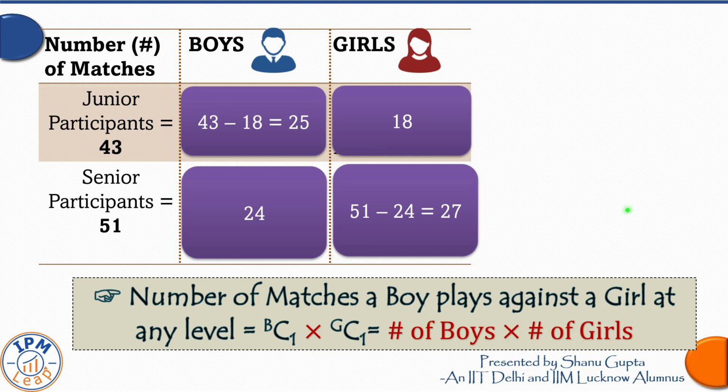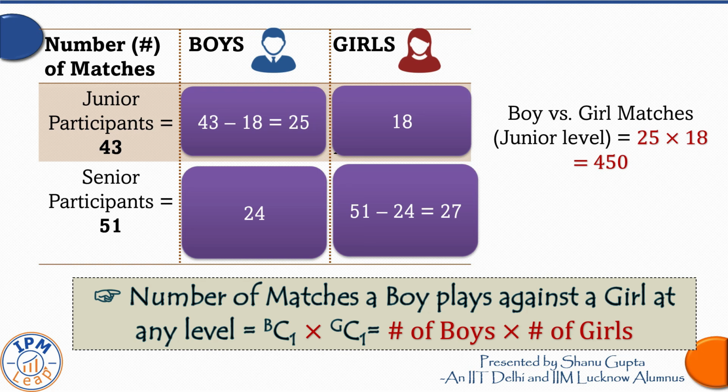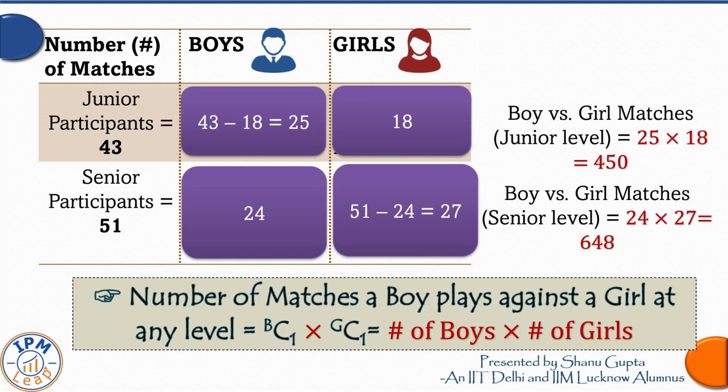Therefore, at junior level, the number of boy versus girl matches will be 25 into 18, which is equal to 450. Similarly, at senior level, the number of boy versus girl matches will be 24 into 27, which is equal to 648. Total number of boy versus girl matches are thus a sum of these two numbers. 450 plus 648 is equal to 1098. And that's our answer for this tournament maths challenge.